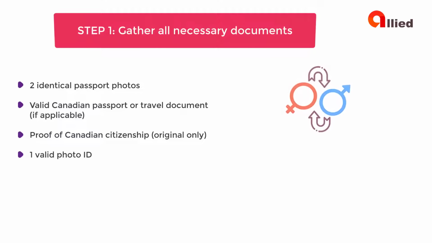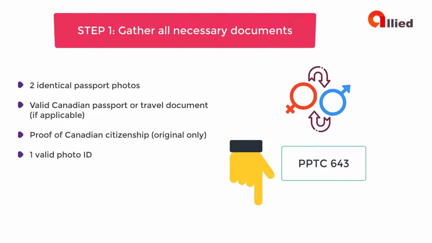If you've updated your gender identifier, you need to submit a completed Request, Sex or Gender Identifier, Adult 16 Years or Older form, PPTC 643, if your proof of Canadian citizenship doesn't have a sex field, and your gender identifier isn't supported by your previous passport. The link to download the PPTC 643 form is in the description below.